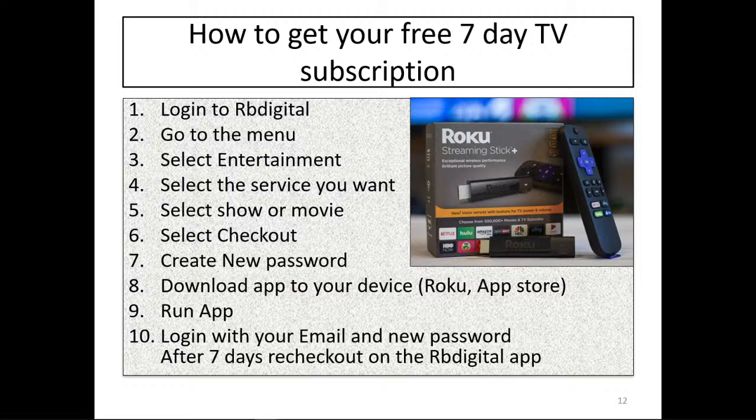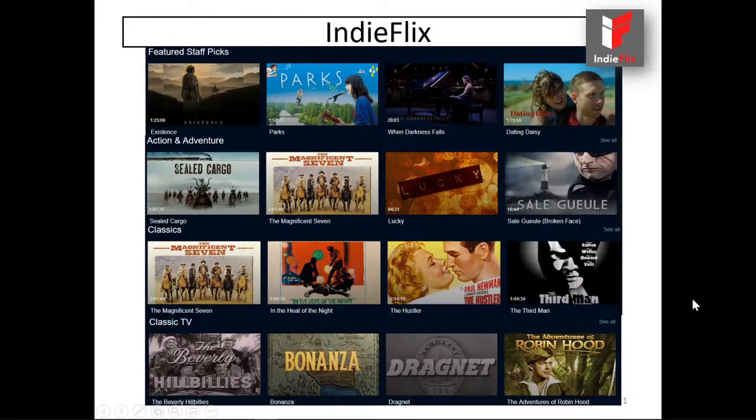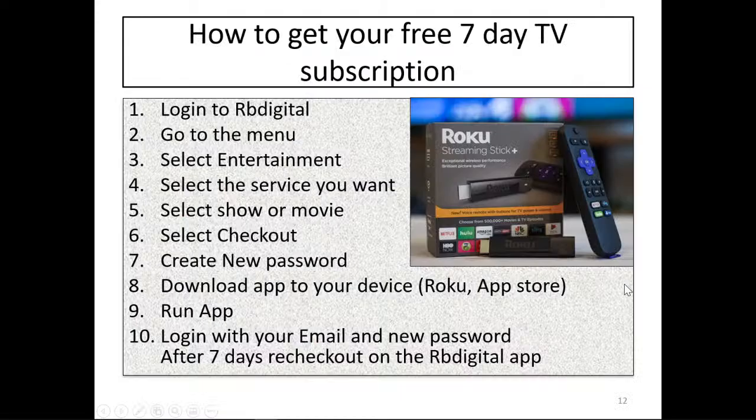If you need to create a new password, hopefully you've already logged in. Like I said, gchrl.org. Find it that way. Logging in is the easiest thing to do for first time users. And then you can download the apps to the different devices and then log in with that username and password. Okay. And then when it expires, go back to your RB Digital app and basically just recheck it out.